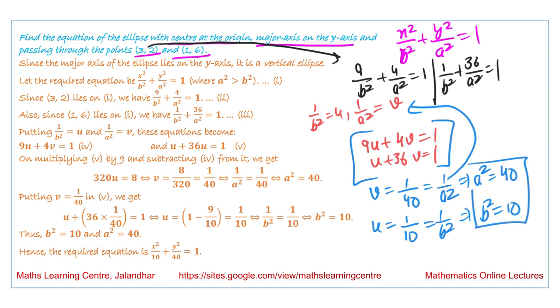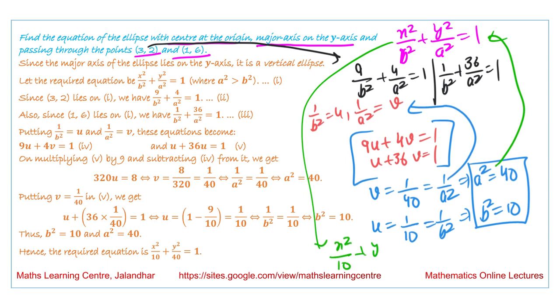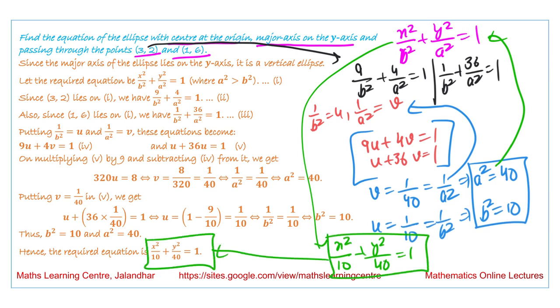Substituting both these values of a square and b square in the given equation, the final answer we obtain is x square over 10 plus y square over 40 is equal to 1. So this is the required equation of the ellipse.